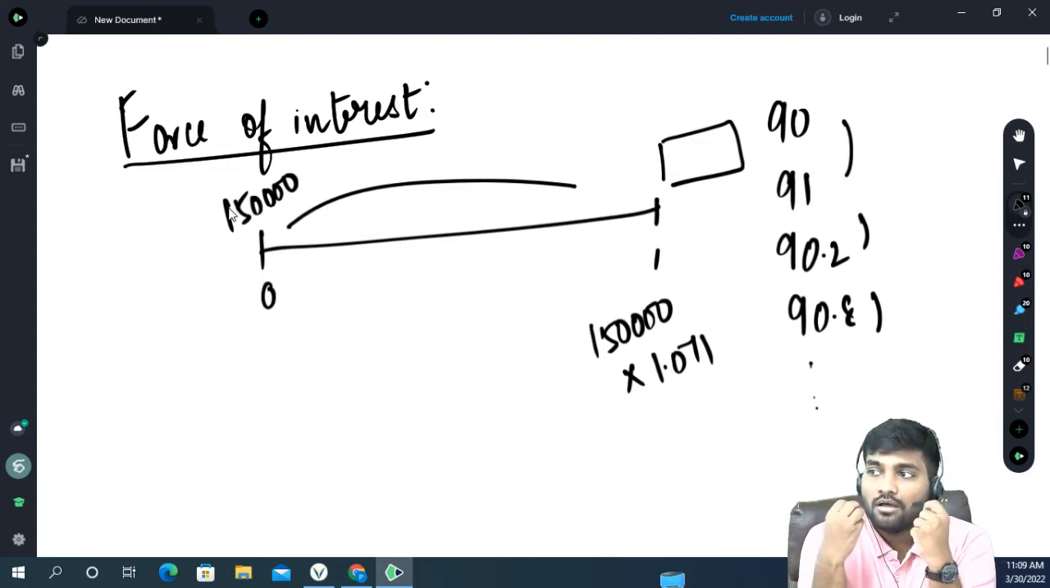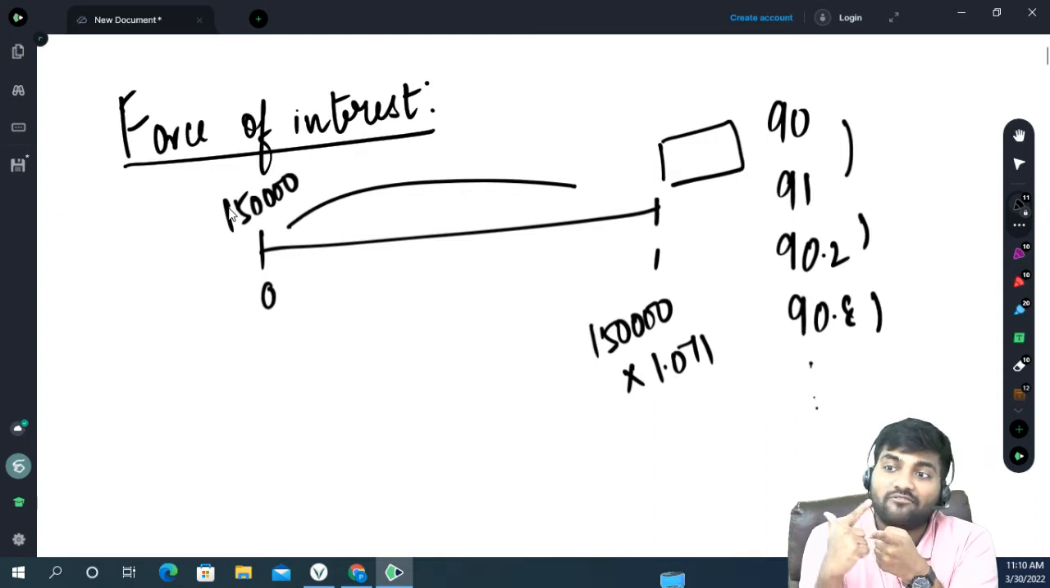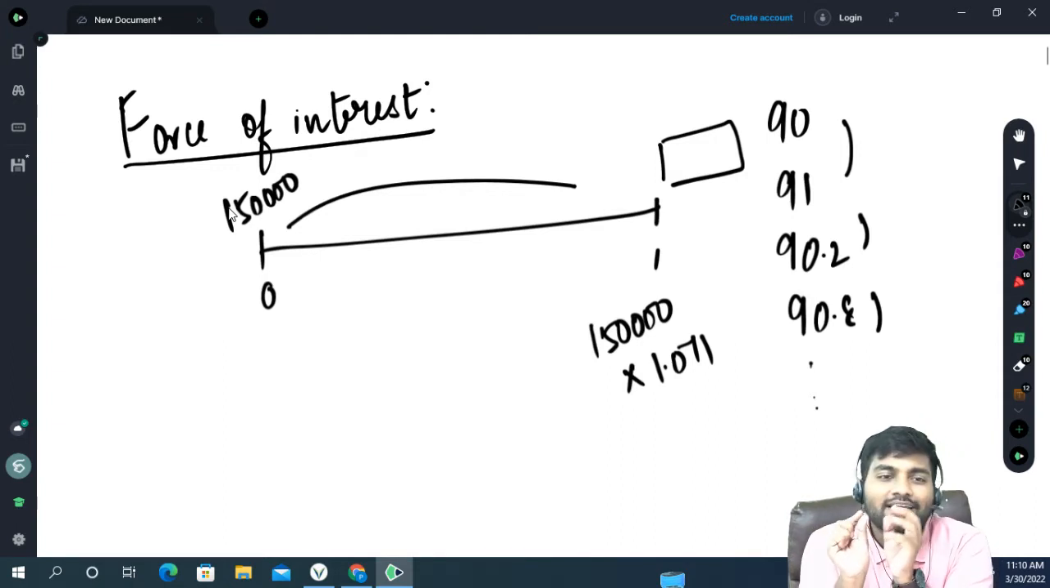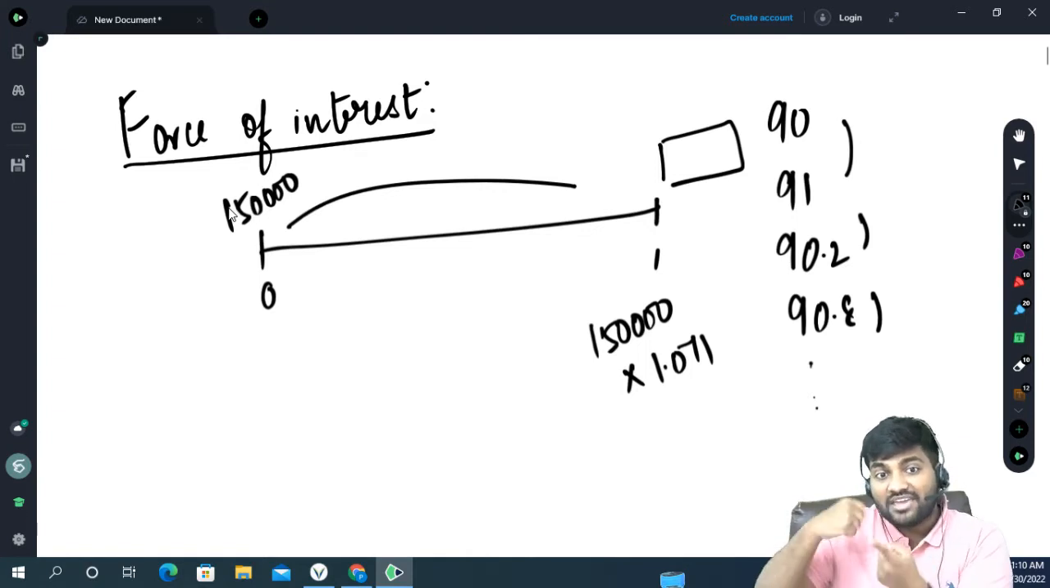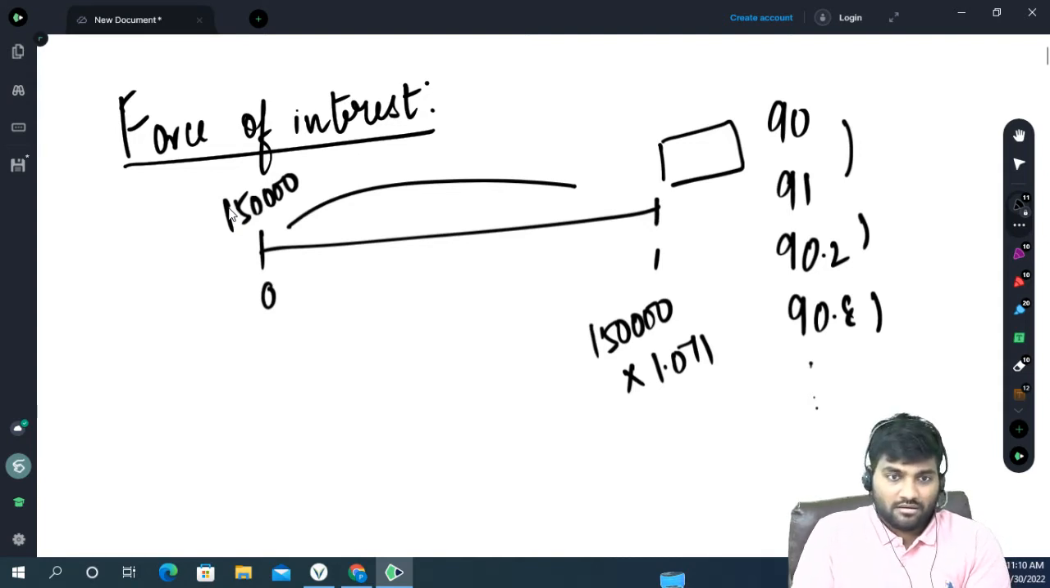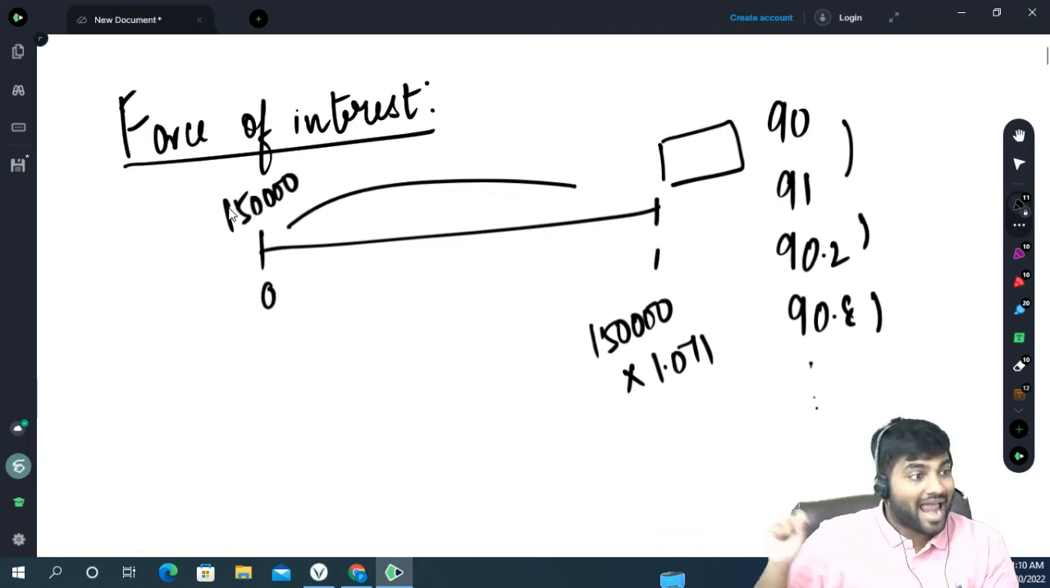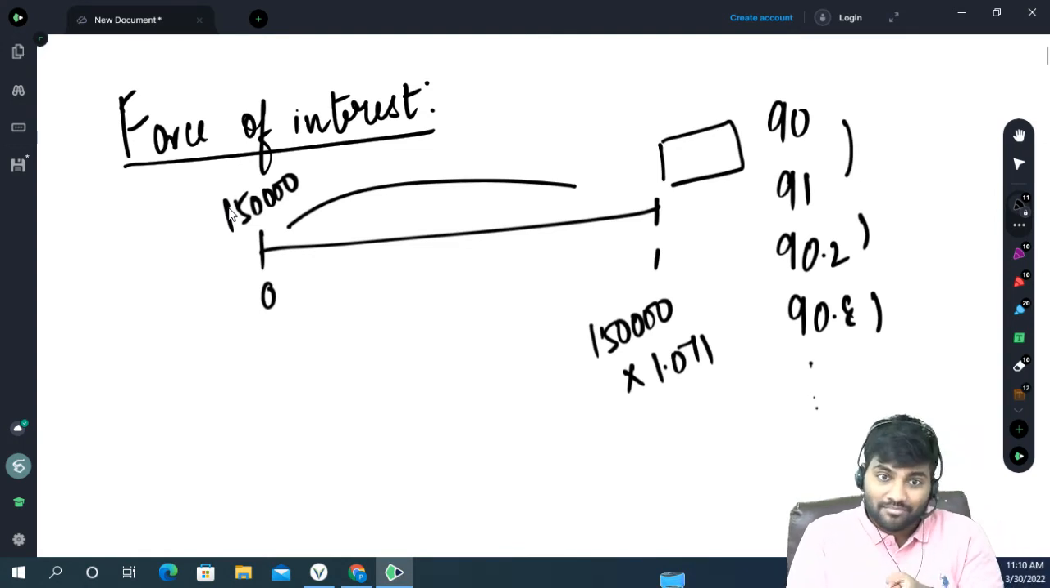So whenever there is continuous compounding, or let's say suppose you have a fund where you get interest weekly. In a year there are 52.18 weeks exactly, taking the 0.25 days. So if every week you are getting the interest, it is as good as what? It is as good as continuous compounding, no? Because it will be very difficult to plot it on the timeline and the calculations will get cumbersome. So this is one of the biggest reasons why we use the concept of force of interest.